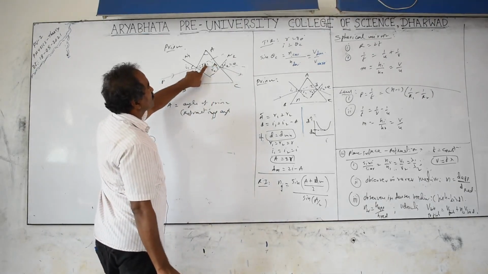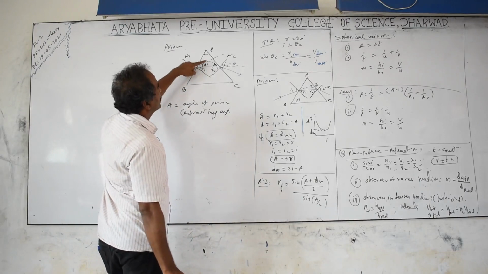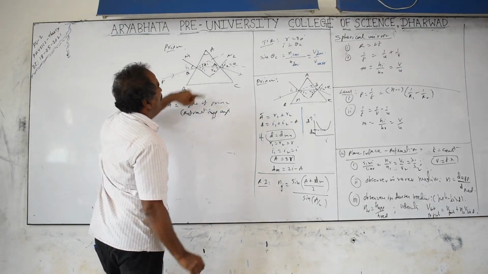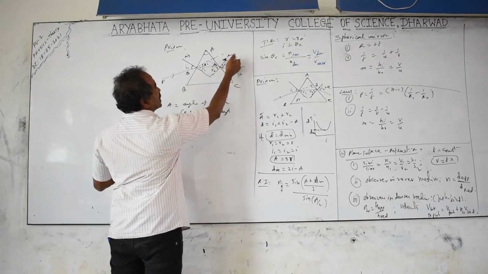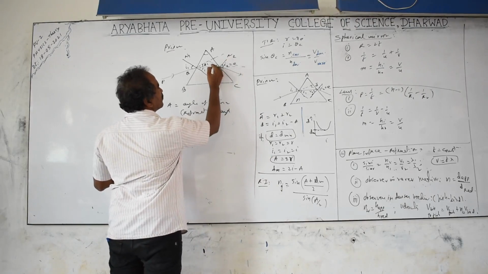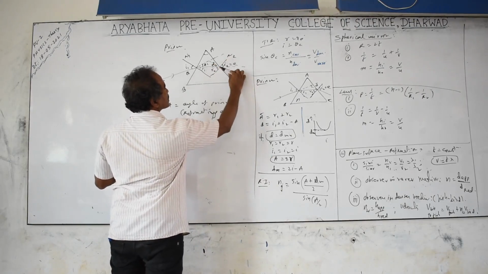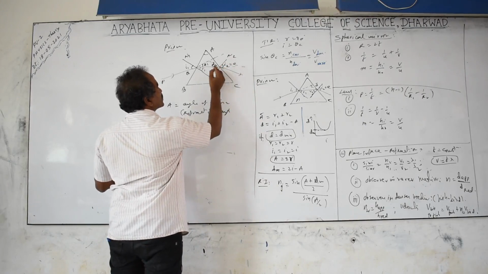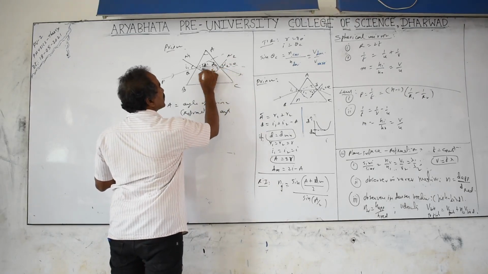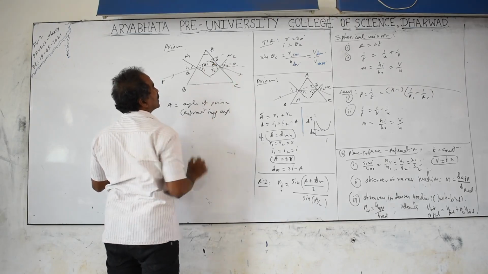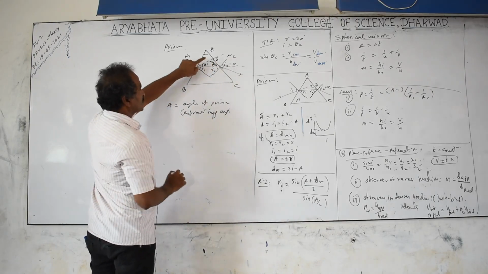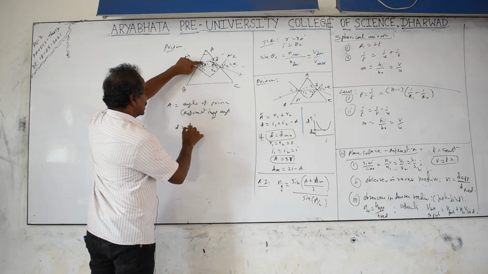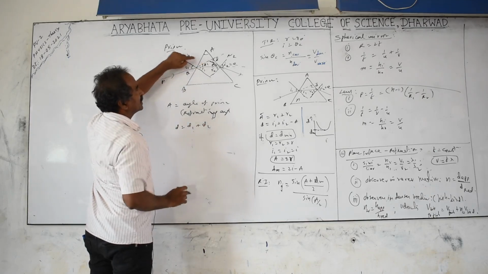It is supposed to go straight inside in this direction but deviates by this angle, and the light ray deviates by the reverse path. If the light ray is coming like this, it is supposed to go straight but deviates in this direction, so this is going to be D2. Then the sum of the two internal opposite angles is equal to the external angle D. That D is called the deviation. The total deviation D is equal to D1 plus D2.